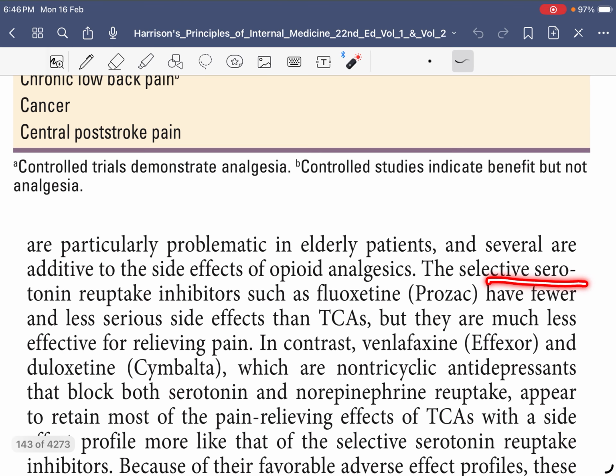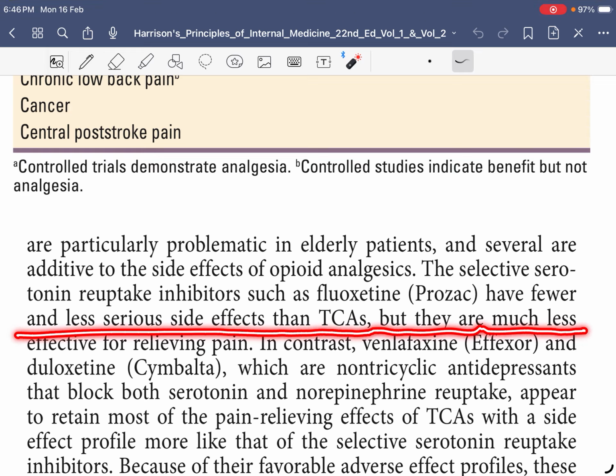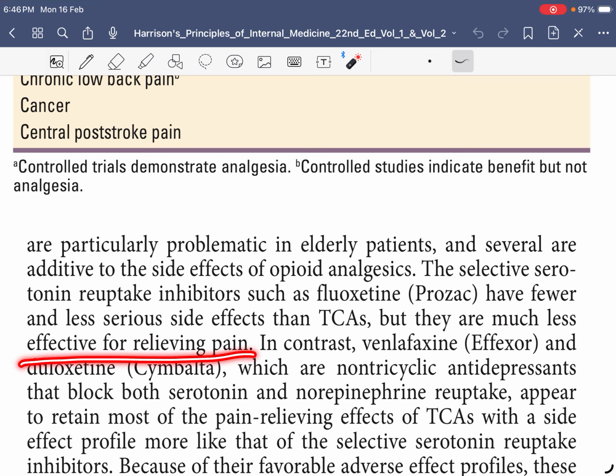The selective serotonin reuptake inhibitors such as fluoxetine have fewer and less serious side effects than TCAs, but they are much less effective for relieving pain.